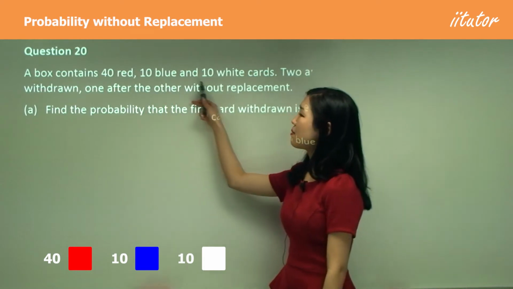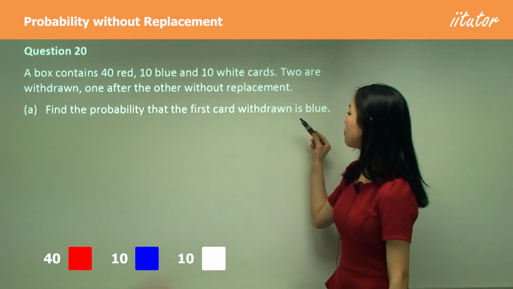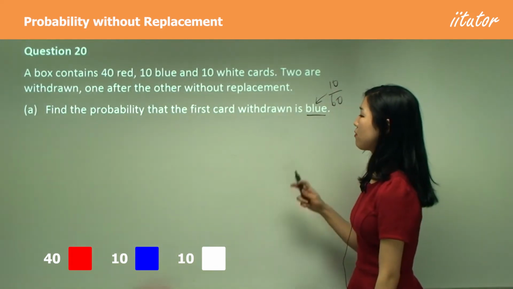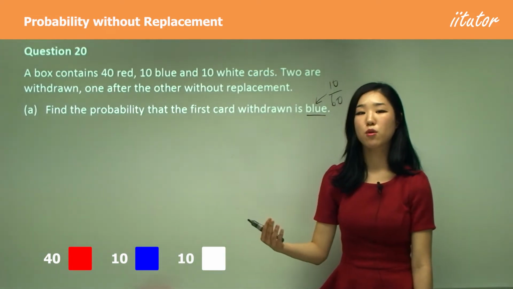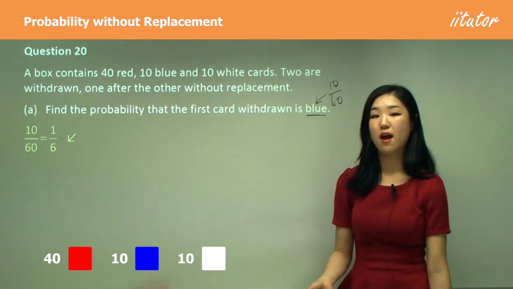40 plus 10 plus 10 is 60. There's 60 cards in total. And for the blue, it's going to be 10 out of 60. So I want to find the probability that the first card withdrawn is blue. So the second one could be red or the second one could be white. It could be 10 out of 60, which is simply 1 out of 6.